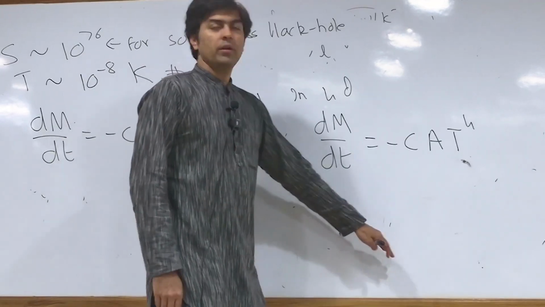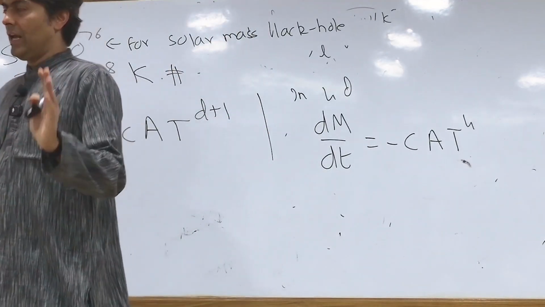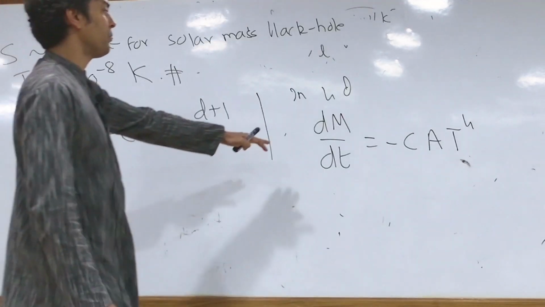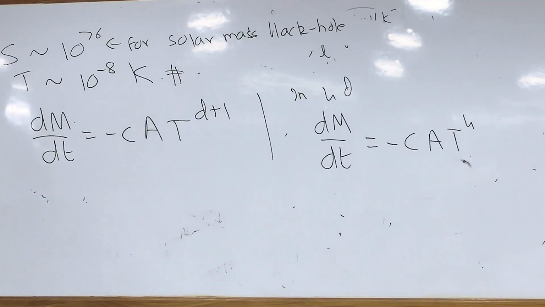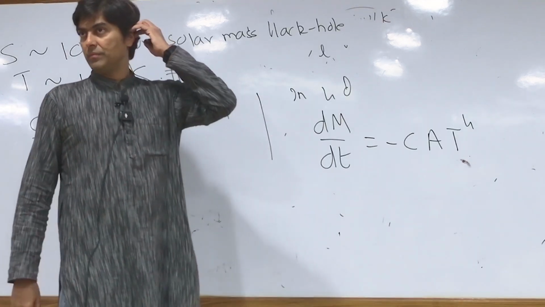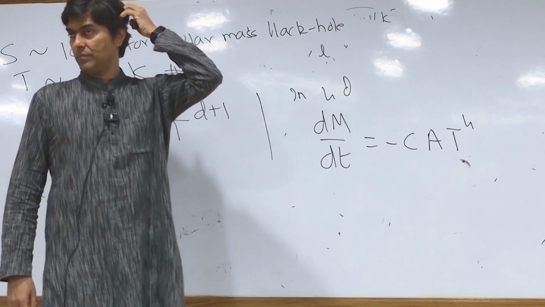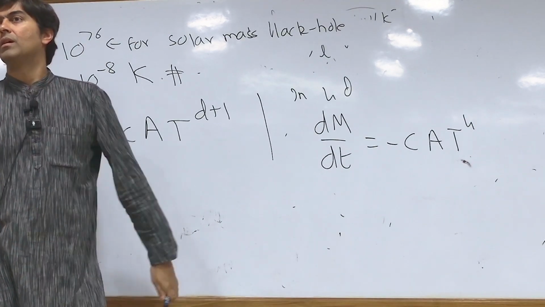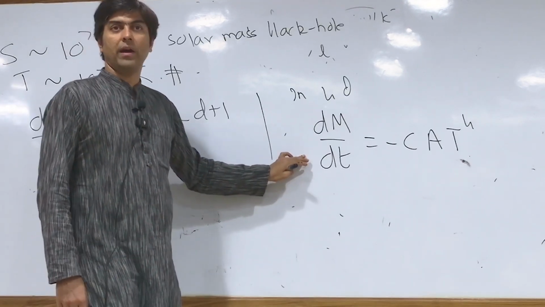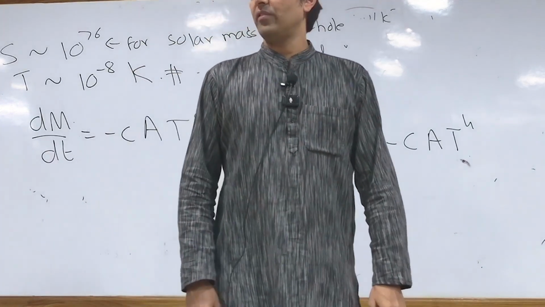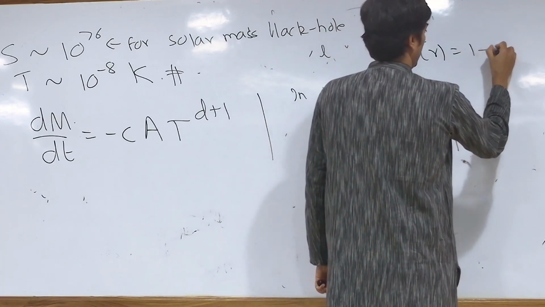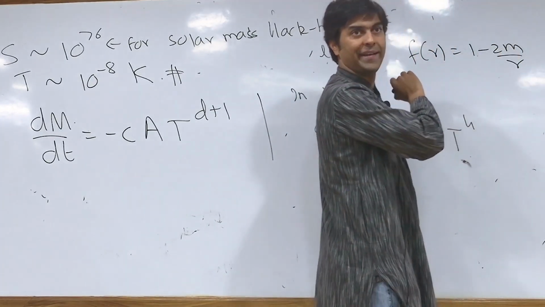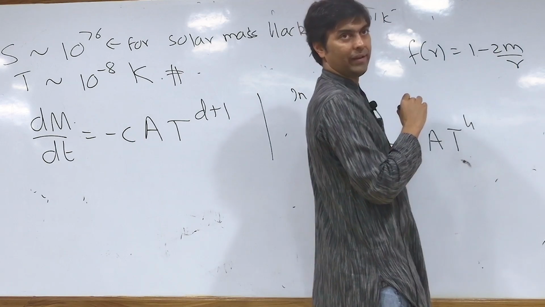Okay. So you could ask, black holes lose mass at this rate. Now, what is T? Remember, T is F prime R over 2. So how does T scale for a black hole of a given mass in 4 dimensions? Remember, what was F of R? F of R was 1 minus twice m by R, right? And the horizon was at R equal to twice m.